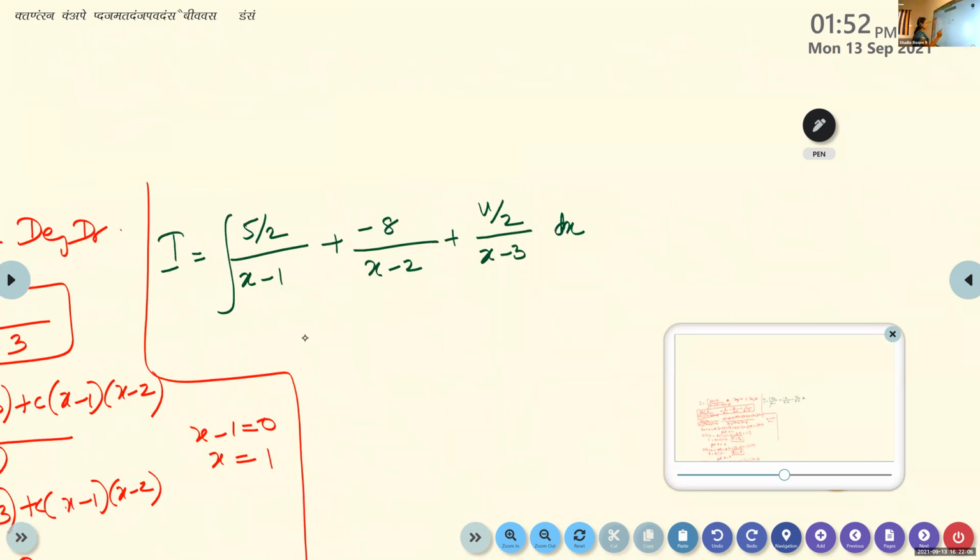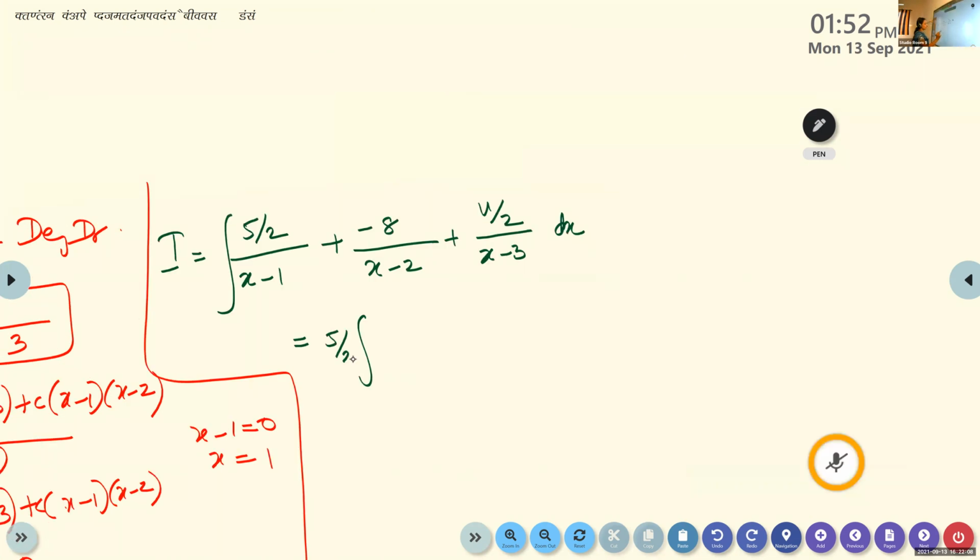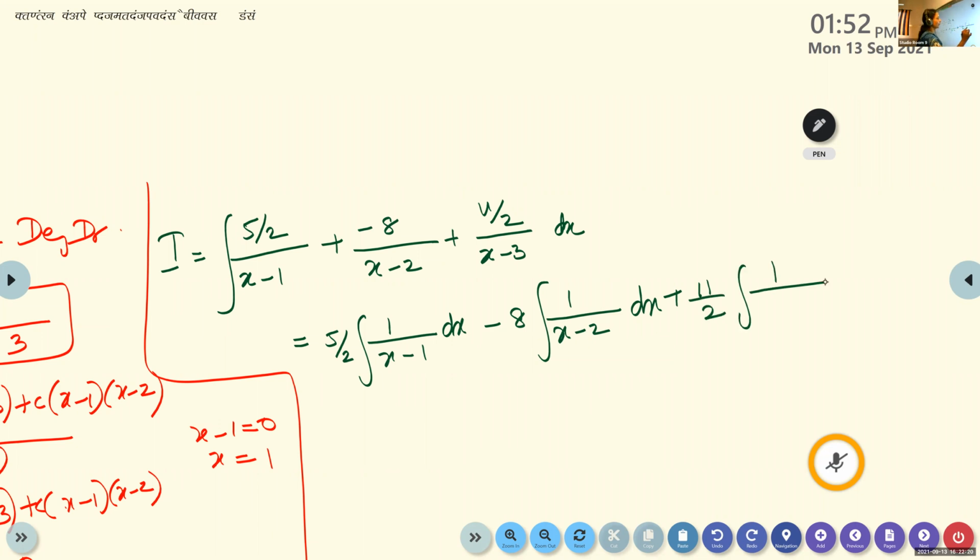So, we can write this as 5 by 2, if you take the first part, 5 by 2 is constant, integral of 1 by x minus 1 into dx. Now you take negative 8 outside, integral of 1 by x minus 2 into dx, plus 11 by 2 into integral of 1 by x minus 3 into dx.